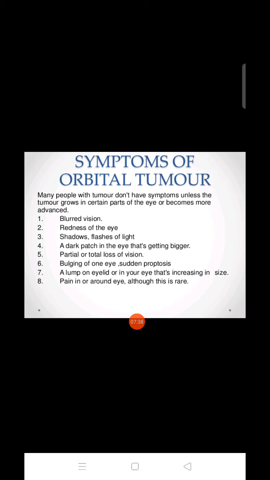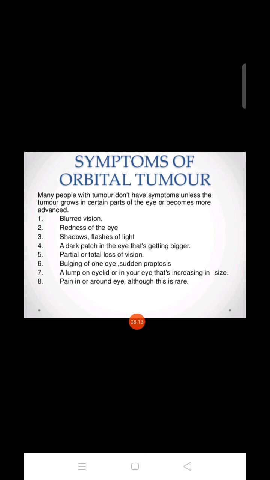Next, what are the symptoms of orbital tumor? Many people with a tumor don't have symptoms unless the tumor grows in a certain part of the eye or becomes more advanced. The symptoms are blurred vision, redness of the eye, shadows, flashes of light, dark patches in the eye that are getting bigger, partial or total loss of vision, bulging of an eye, sudden proptosis, a lump in the eyelid or in your eye that is increasing in size, and pain in or around the eye, although this is rare.